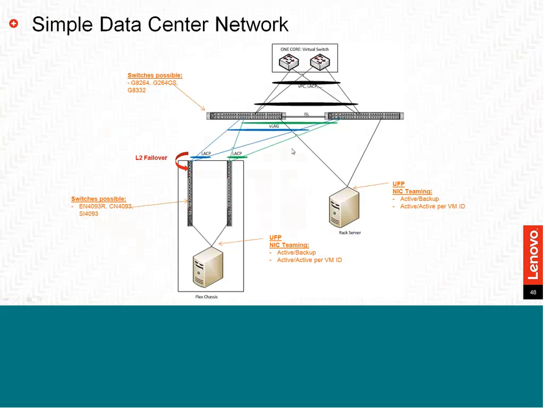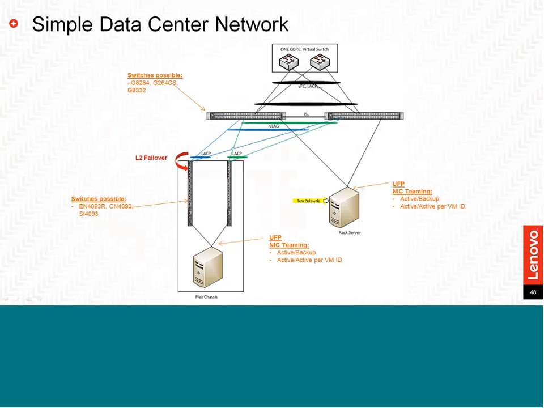Here's a couple other drawings ahead. What I wanted to show in this one is really this feature that we call VLAG, and it's similar if you're familiar with Cisco switches. They call it VPC. Juniper calls it MC lag, but it's the idea that these 2 physical switches look like one logical switch.